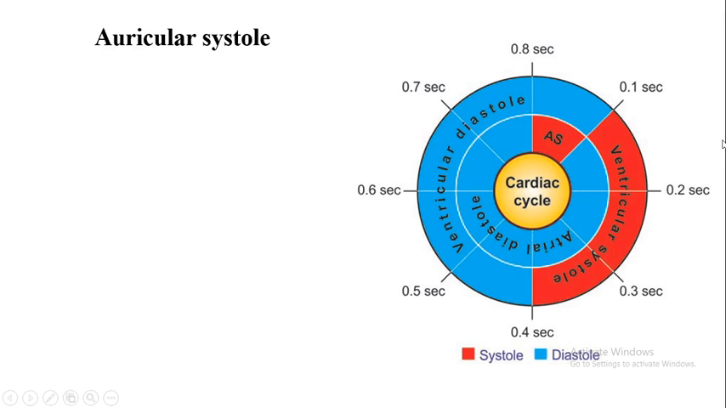Now let us see, one by one, the events occurring during this cardiac cycle. Firstly we are going to discuss auricular systole. Auricular systole means contraction of the auricles, and when will the auricle contract?